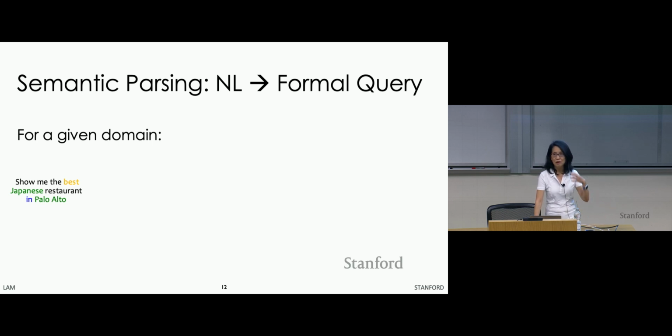Yeah. So a very natural sentence that you normally say, you tell your friend, what is the best restaurant in Palo Alto? They actually have to generate a database query in order to get that answer for you. And so that's what we need to do.